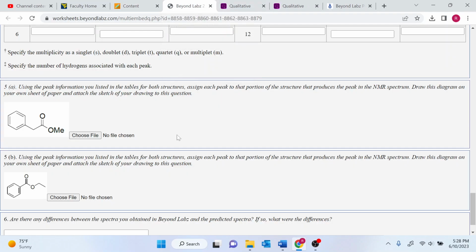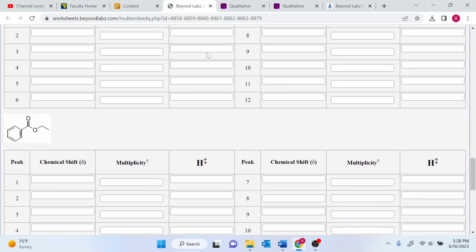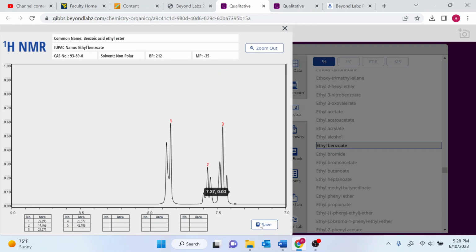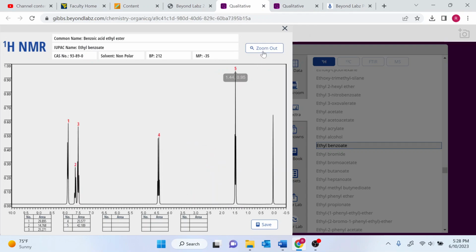Now going back to this file, of course, when you opened your proton NMR, what you did over here is you had your proton NMR for your structure. So that proton NMR, we want to save it to the workbook. So all you need to do is just go ahead and hit save. Now when you hit save, it's saved in your workbook. You're going to go ahead and close it.